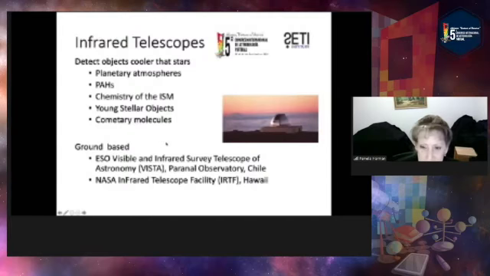Ground-based observatory, here's a couple of examples. The Visible and Infrared Survey Telescope of Astronomy, VISTA for short, is in the Paranal Observatory in Chile. NASA has the Infrared Telescope Facility, the IRTF, in Hawaii, and there's the IRTF there.